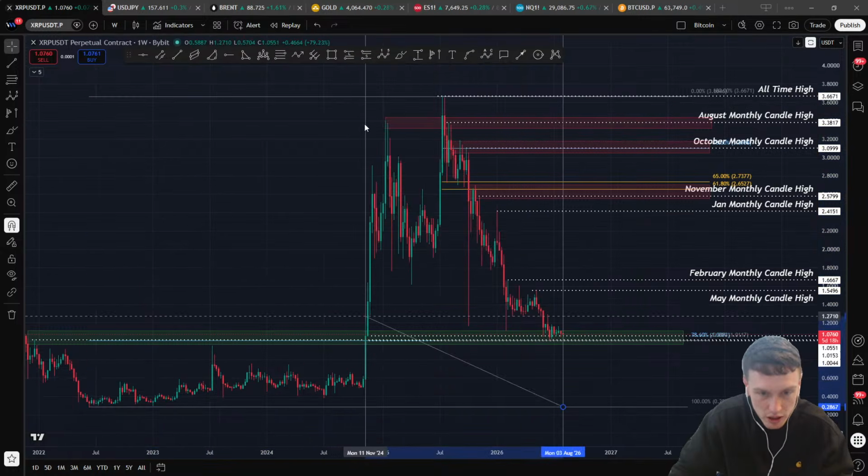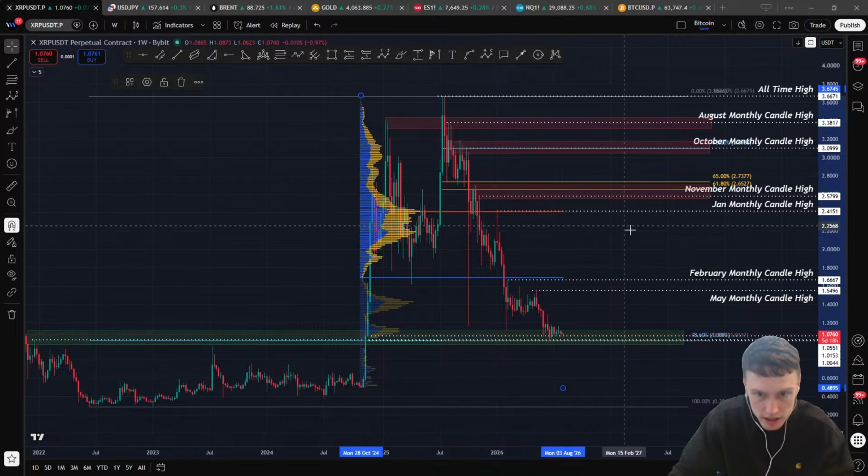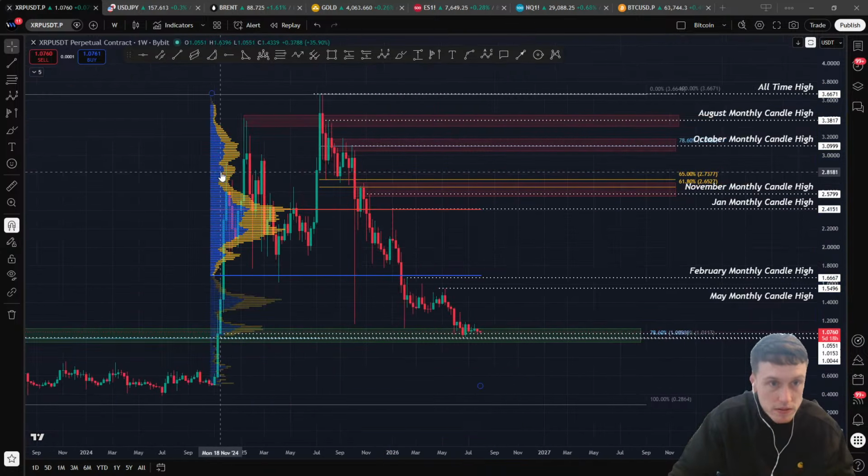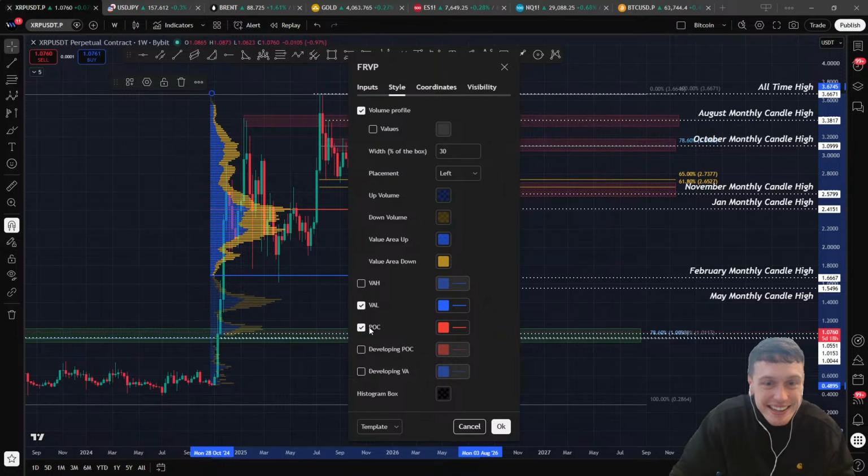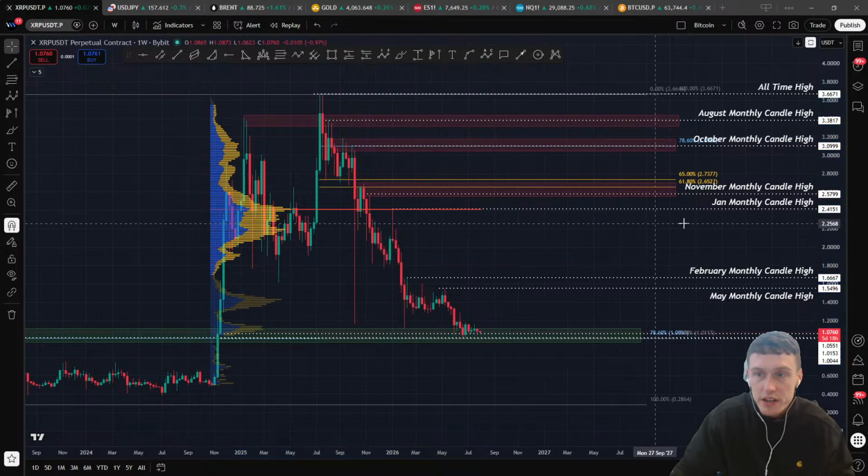Alrighty, the volume on a lot of these XRP is similar to ZEC. Alrighty, bang. It's a very, very good POC.